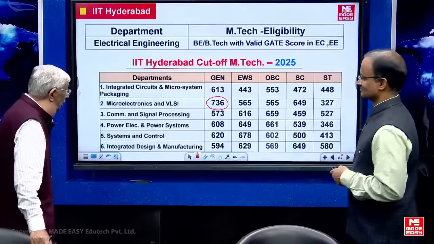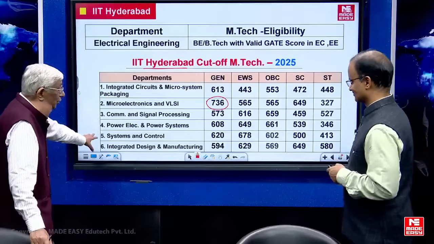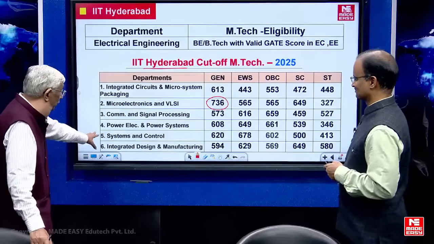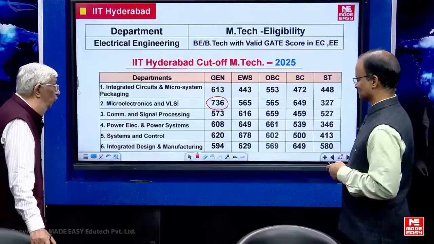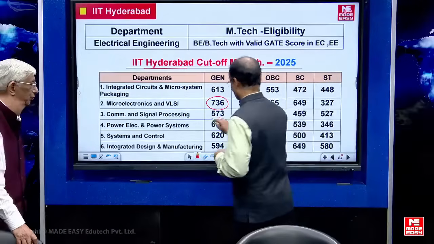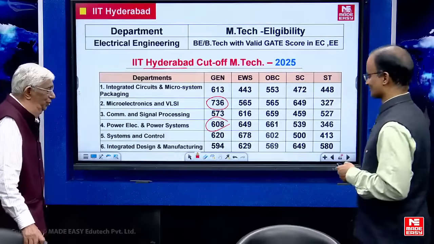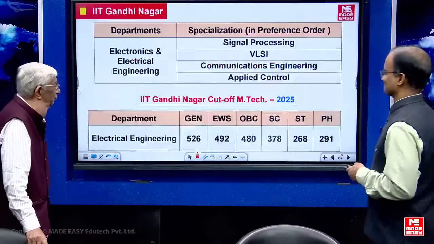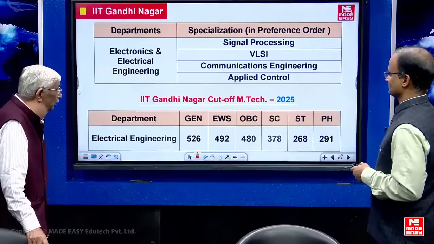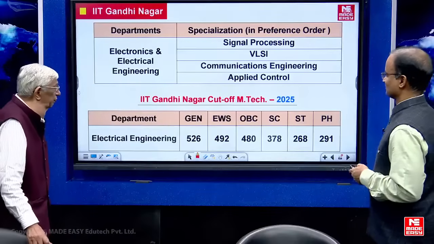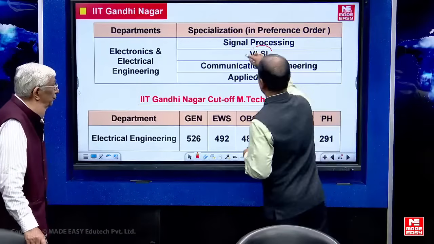You will notice that even for the core electrical engineering courses, power electronics, systems and controls, the cutoff is relatively high, 600. When compared to previous IITs, its cutoff is high. Gandhinagar, here also same thing. Again, first rank goes to VLSI.